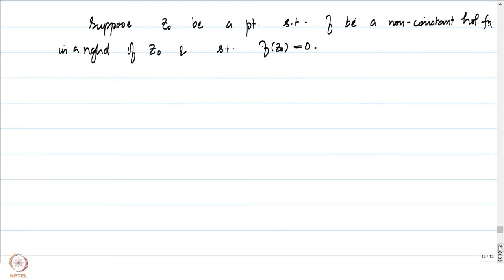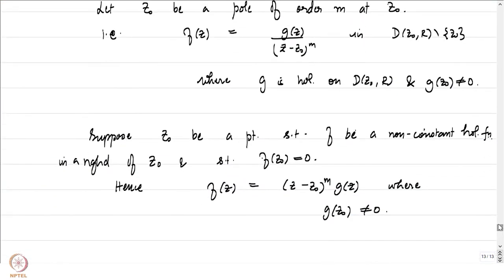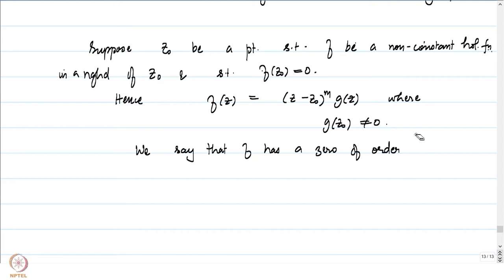And by the factorization theorem and the principle of analytic continuation together, we will be able to conclude that f(z) can be written as (z - z0)^m times g(z), where g is also a holomorphic function in a neighborhood of z0 and g(z0) is not equal to 0. So, being consistent with the notion of order above, we say that f has a zero of order m at z0.